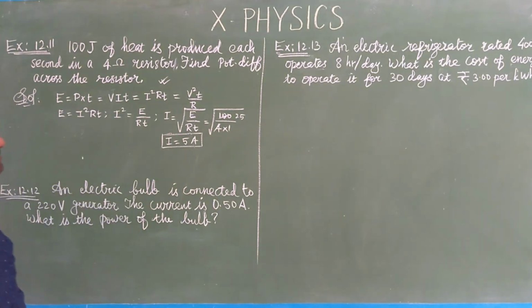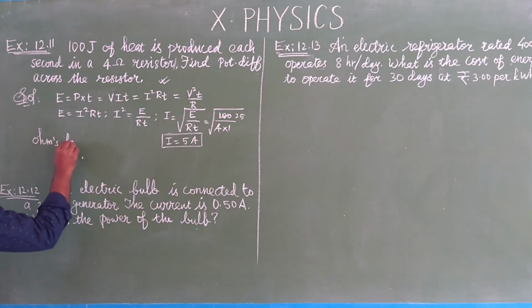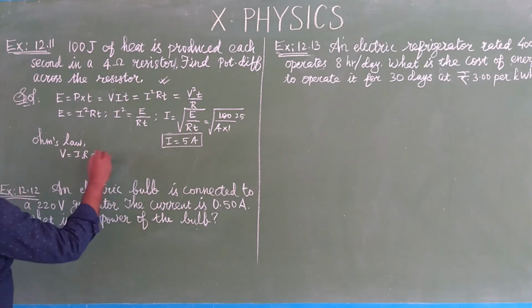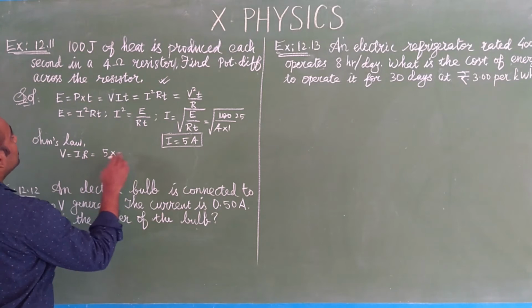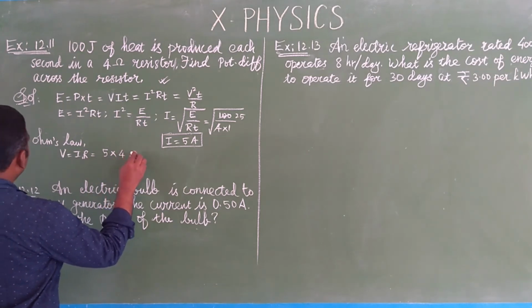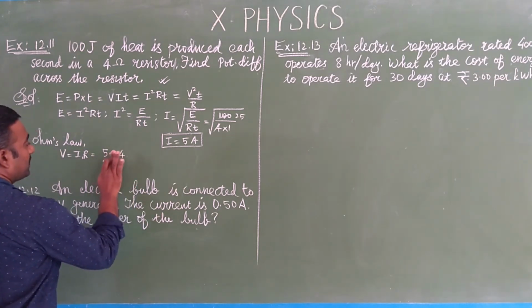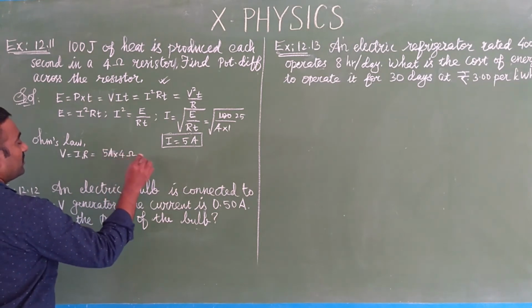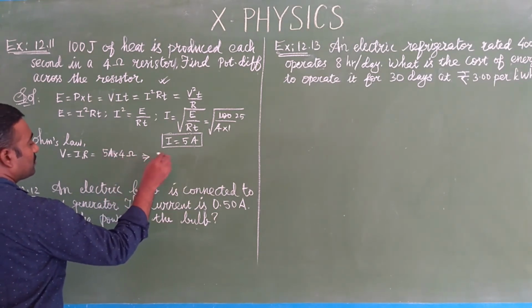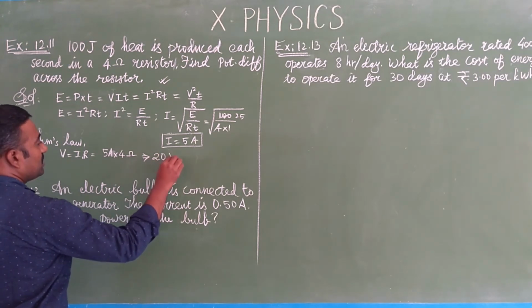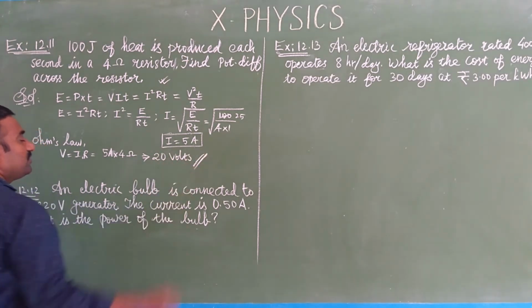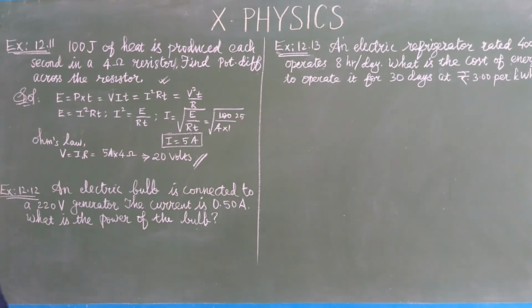And then we want to find the potential difference from Ohm's law. V is equal to IR. Already we found the current in the resistor, that is 5 ampere, into the resistor which is 4 ohm. So 5 ampere into 4 ohm. Therefore the potential difference across the resistor is 20 volts. So we found the potential difference also. So be very careful. You should know the formula first.